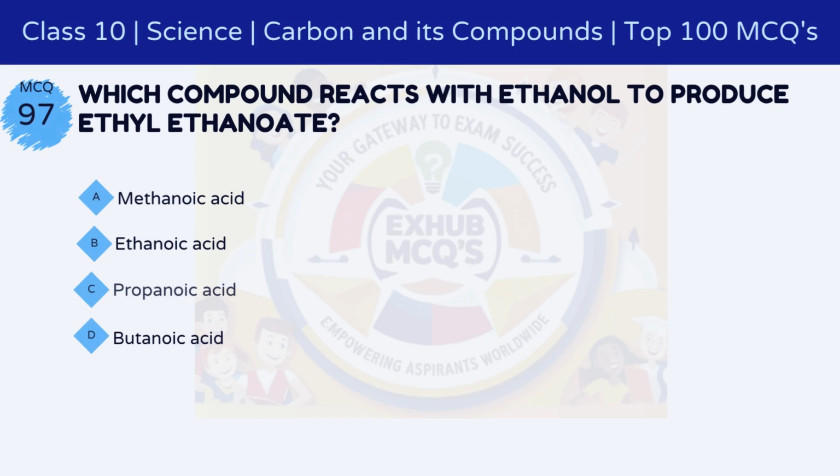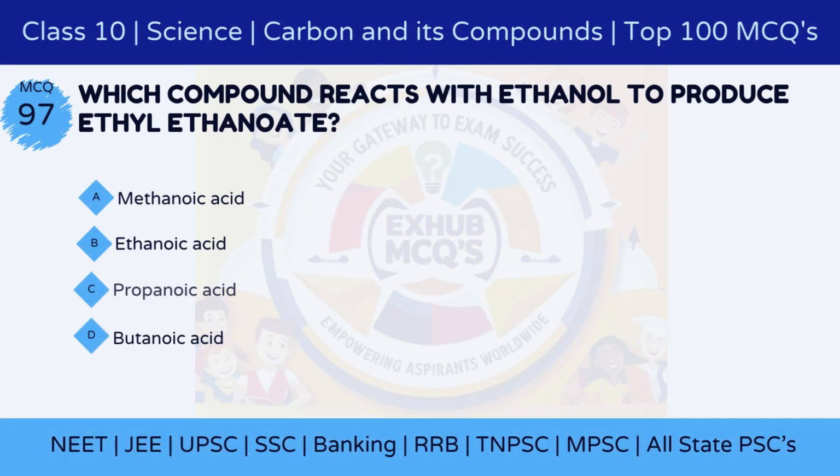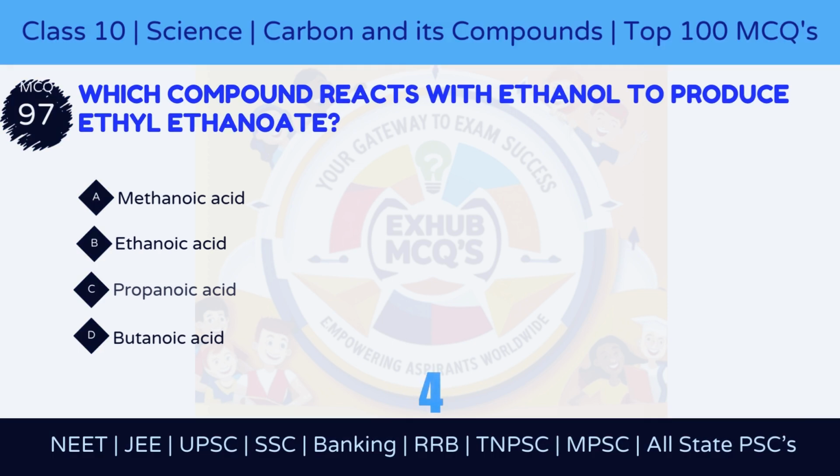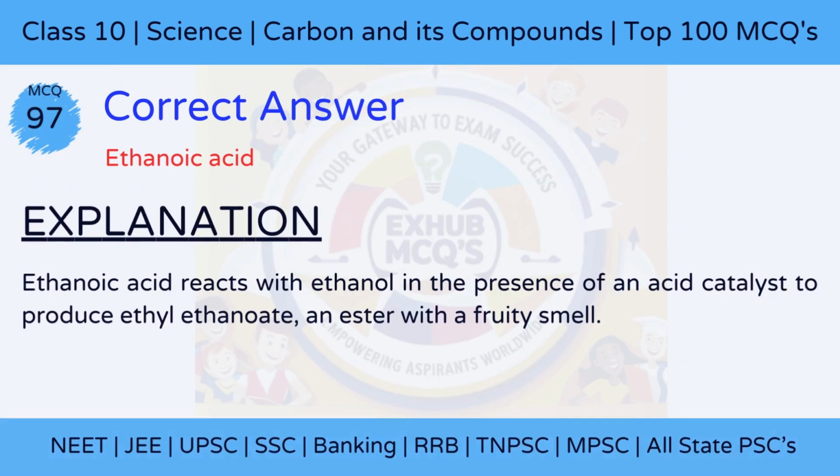MCQ 97. Which compound reacts with ethanol to produce ethyl ethanoate? Option A, methanoic acid. Option B, ethanoic acid. Option C, propanoic acid. Option D, butanoic acid. The correct answer is option B, ethanoic acid. Explanation. Ethanoic acid reacts with ethanol in the presence of an acid catalyst to form ethyl ethanoate, an ester with a fruity smell, and water.